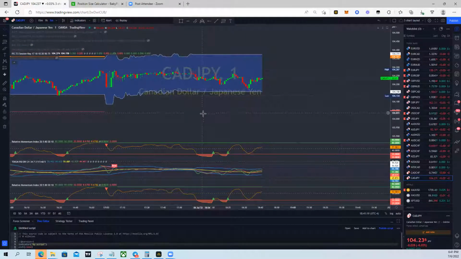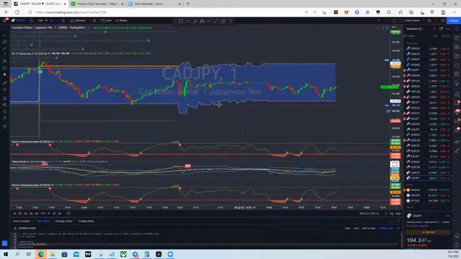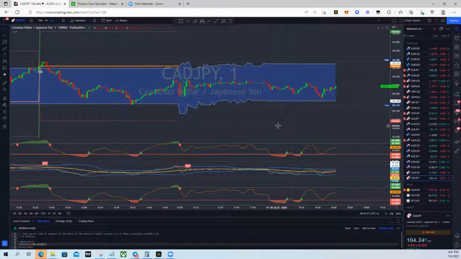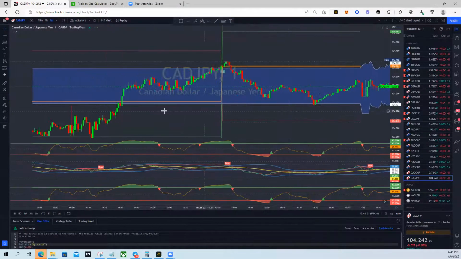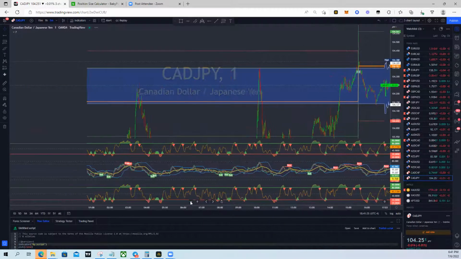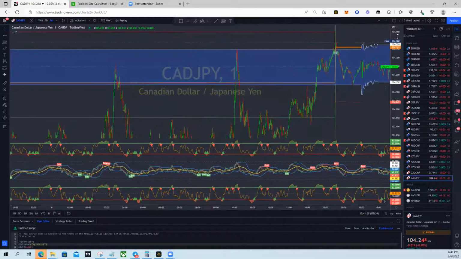So what we're going to do, just for those that are new, is go through some of these setups on why this zone and these tools are very, very useful. So let's just pick a random pair. Somebody just throw a random pair in the chat, and we're going to go over it.